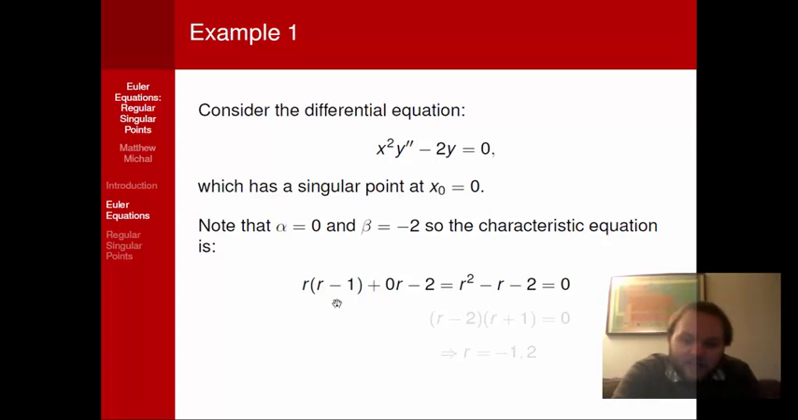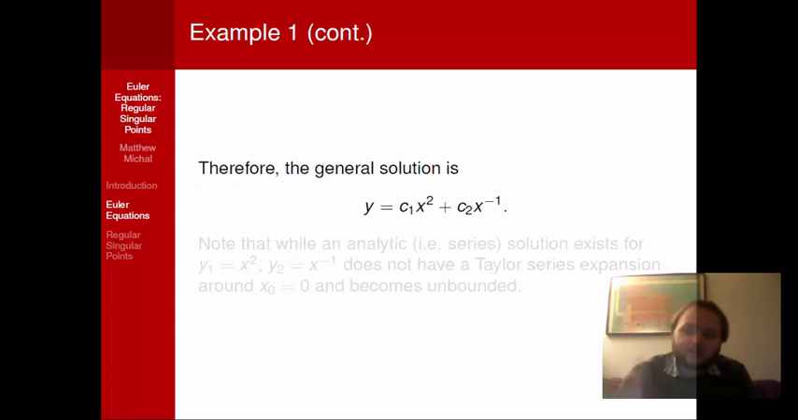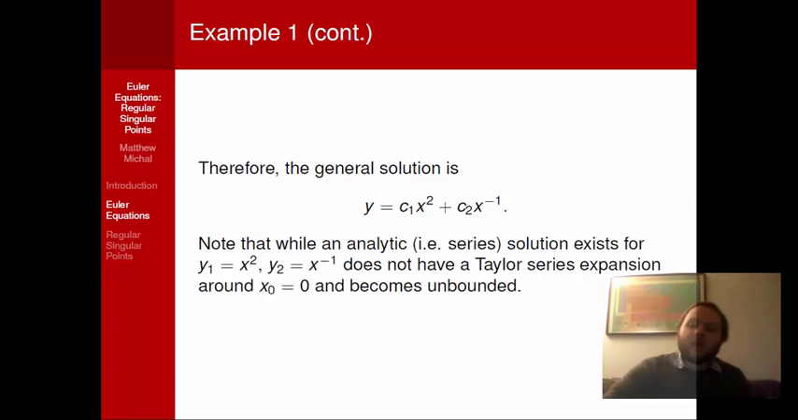Be careful that this isn't r squared. This is r minus 1, because I'm using a polynomial, not an exponential. I can easily factor this, and I get two r values, just like I did with constant coefficients before. So I have solutions c1 x squared plus c2 x to the negative 1. And notice that while x squared is analytic, or I can find a series for it, a continuous function, x to the negative 1, or 1 over x, does not have a Taylor expansion. It's messy. Or at least it's messy near the point x not equal to 0.